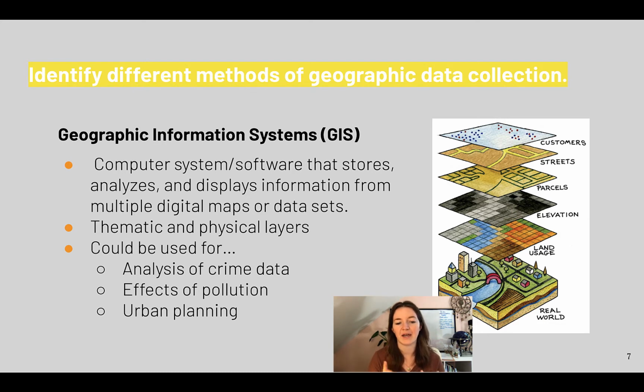And we might have thematic or physical layers on here. And like if we look here, we could see the land usage, we could see elevation, those are going to be different physical layers, but then we have thematic things like the parceling, potentially the streets, the customers, who is where, what is where, on a thematic sense to kind of figure out where we want to put new things. And we can use this for a whole bunch of different stuff. So we could use it for the analysis of crime data. We could look at it to map corona hotspots and draw correlations.